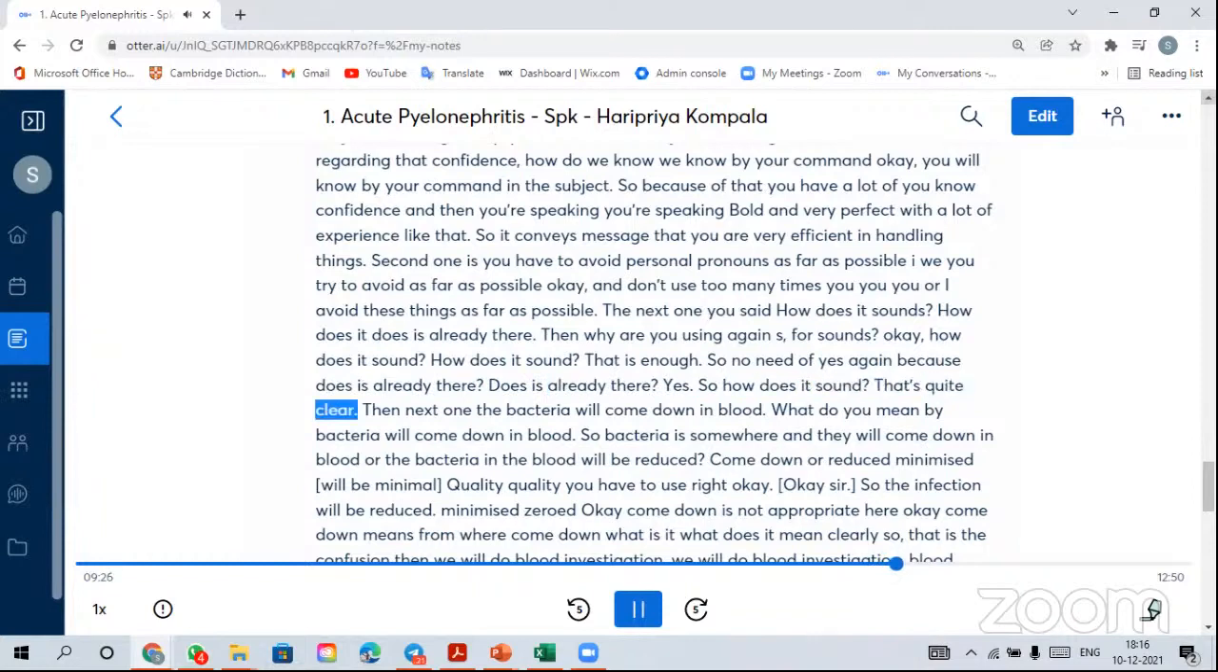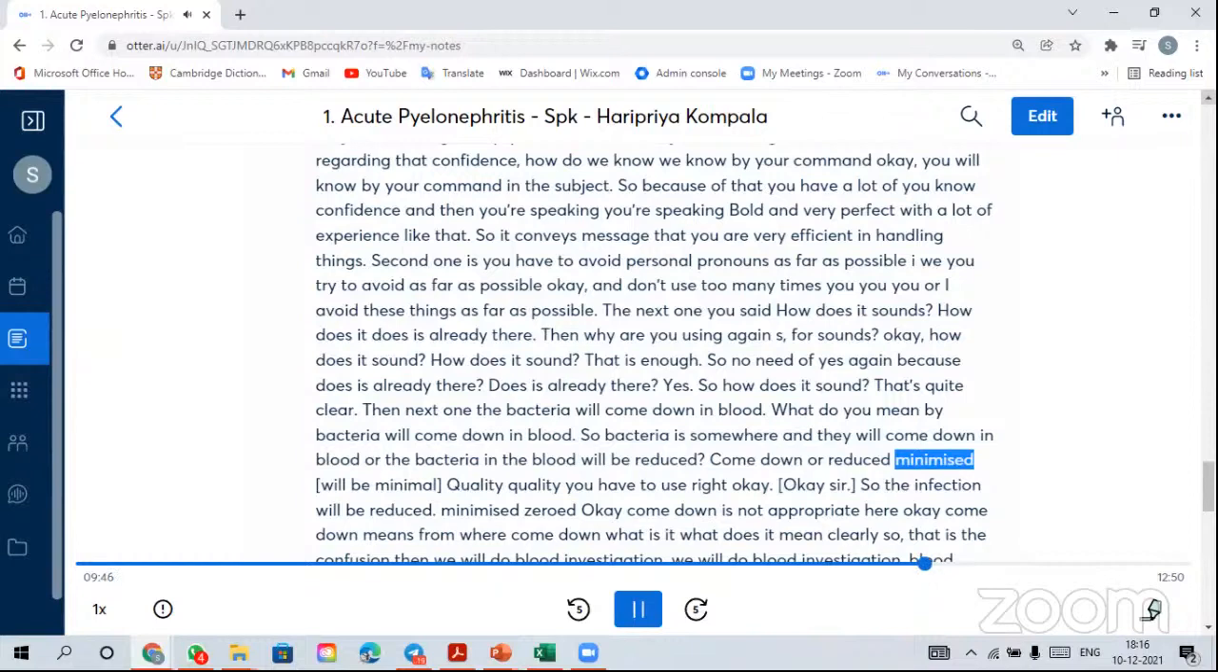Okay. That's quite clear. Then next one, the bacteria will come down in blood. What do you mean by bacteria will come down in blood? So bacteria is somewhere and they will come down in blood, or the bacteria in the blood will be reduced. Come down or reduced, minimized, or decreased.